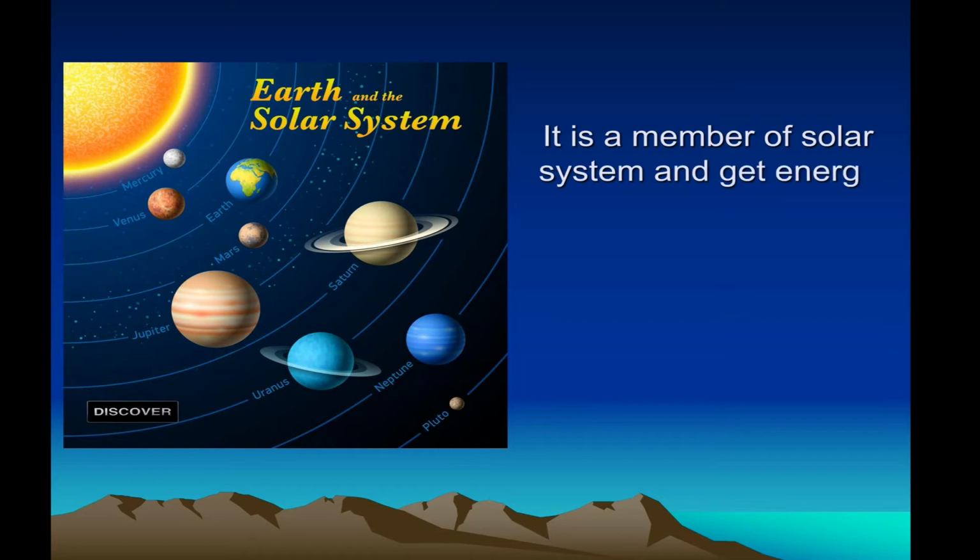So the Earth is a member of the solar system. We know the solar system is a number of planets which turn around the sun, and one of them is our living Earth, which also gets energy from the sun. As we studied in the previous chapter, the sun is the main source of energy for all living things on Earth.